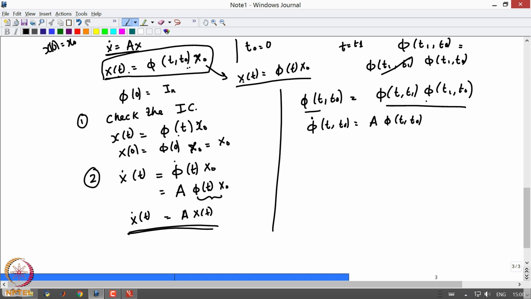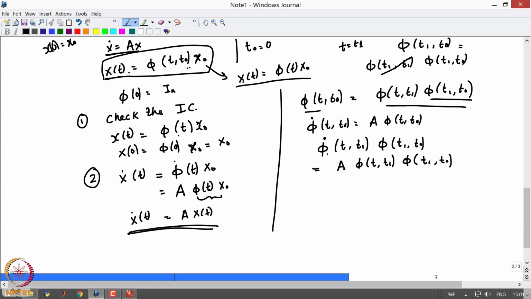On the right hand side, if I differentiate this, these are all constants because I can compute them at T1 and T0. So, this is the time varying term. So, I have phi dot of T comma T1, phi T1 comma T naught. Now, what is phi dot? Phi dot is A phi T comma T1 phi T1 comma T naught. So, these two functions satisfy the same differential equation.